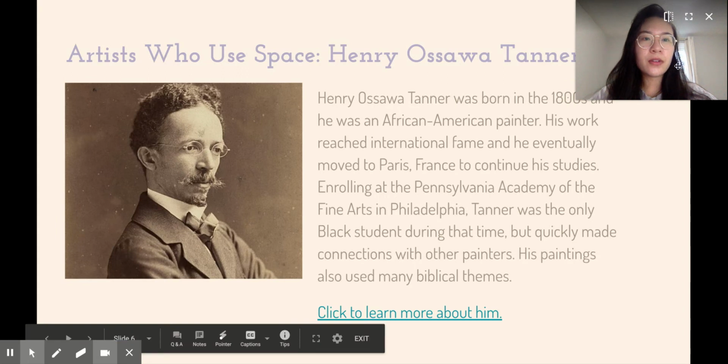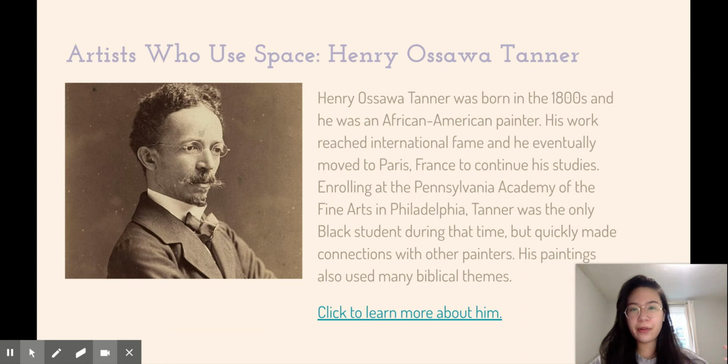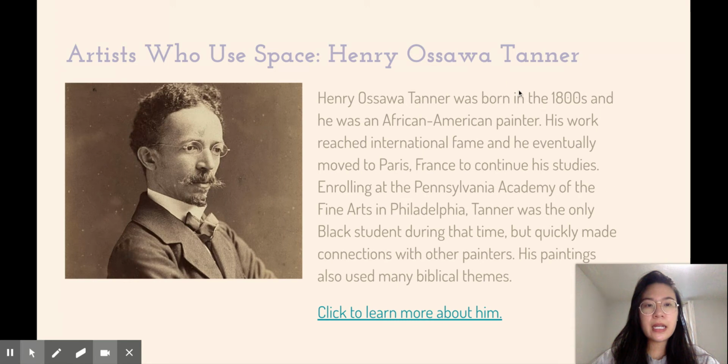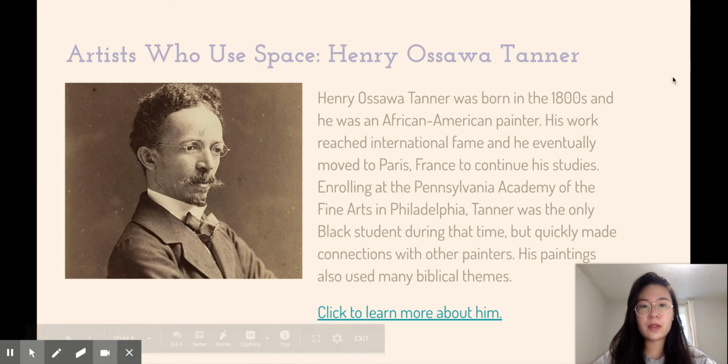For this week, the artists are organized from oldest to more contemporary, or new. Our first artist, who mostly uses space over form in his art, is Henry Ossawa Tanner. He was born in the 1800s and was an African American painter. His work reached international fame and he eventually moved to Paris, France, to continue his studies, after enrolling at the Pennsylvania Academy of the Fine Arts in Philadelphia. Tanner was the only Black student during that time, but quickly made connections with other painters. His paintings also used many biblical themes.